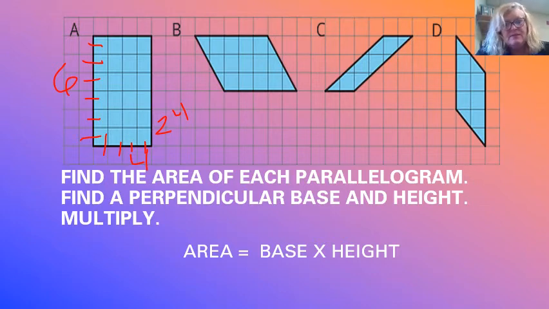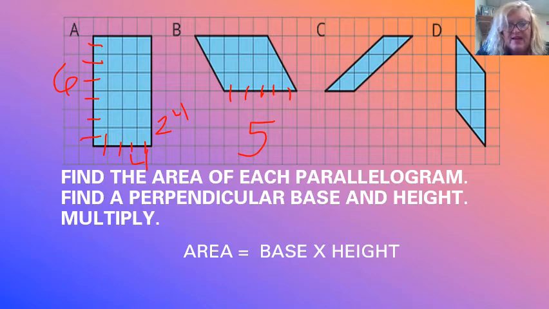B is a parallelogram that is not a rectangle. So we're going to have to find a perpendicular height. Let's first find our base. 1, 2, 3, 4, 5. I see there are 5 in my base. So we count how much of the square is covered and we see 5.